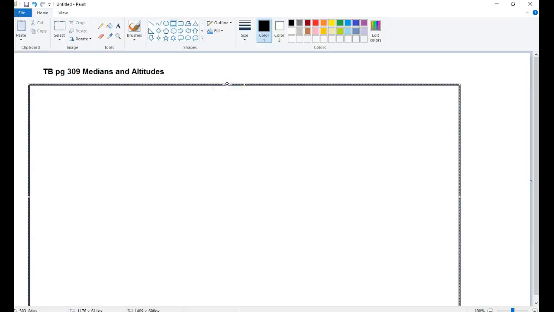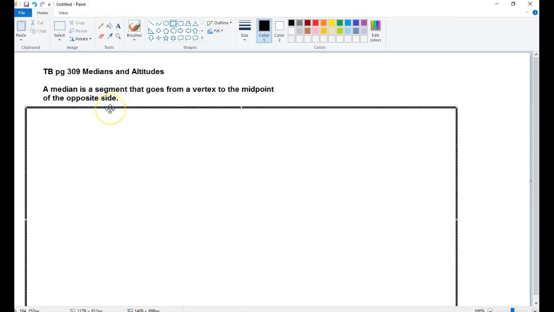Alright, we're going to do the next section, which is all about medians and altitudes. So remember, first we'll talk about medians. Remember what a median is? That is a line that goes to the midpoint of something else. So a median is a segment that goes from a vertex to the midpoint of the opposite side.